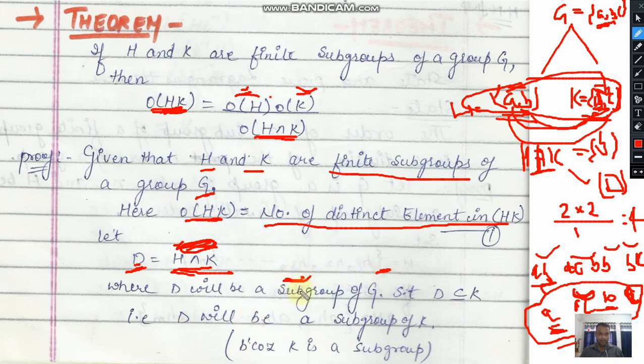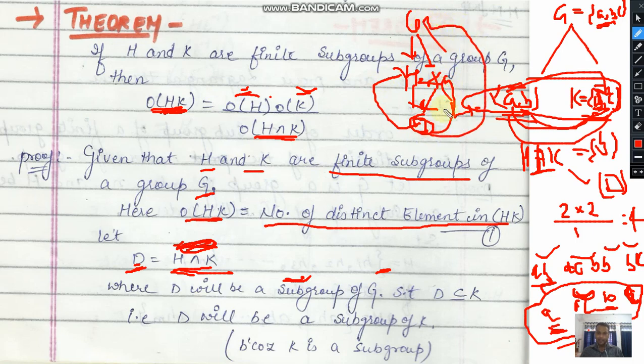So H intersection K, which is named D, will be a subgroup of G. Because G has two subgroups H and K, and H and K have the subgroup D, their intersection D will be a subgroup of H, a subgroup of K, as well as a subgroup of G. So this is written here.